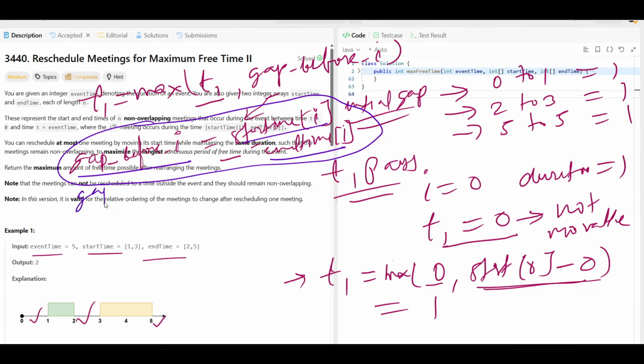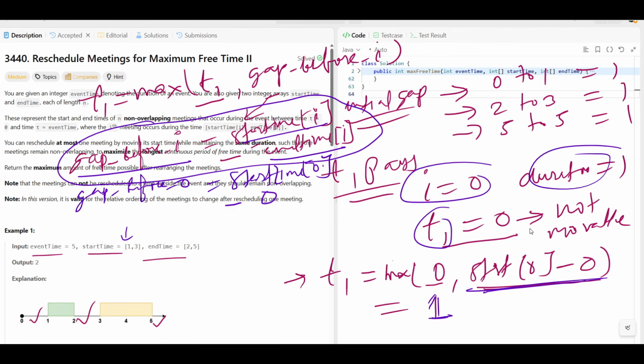So if we say the gap before 0, it will become the start time at 0 minus 0, that we are seeing here, correct? And that is why we are taking the start time at 0, which is 1 here, so this value T1 starts from 1. So when I is equal to 0, the duration is 1, T1 is 0, and so we have found T1, right?